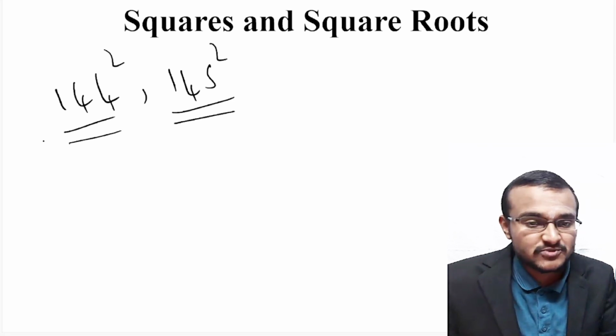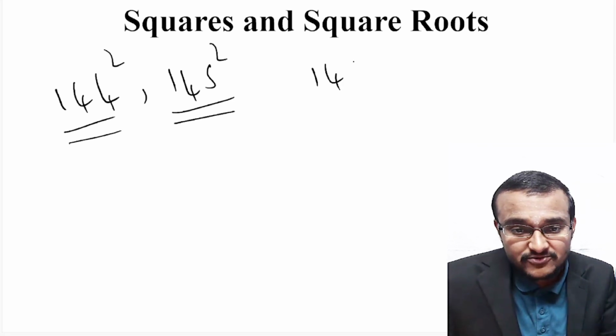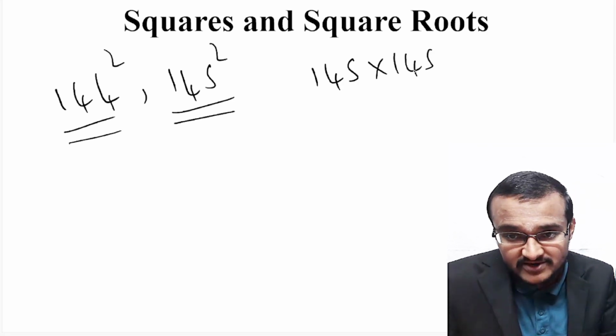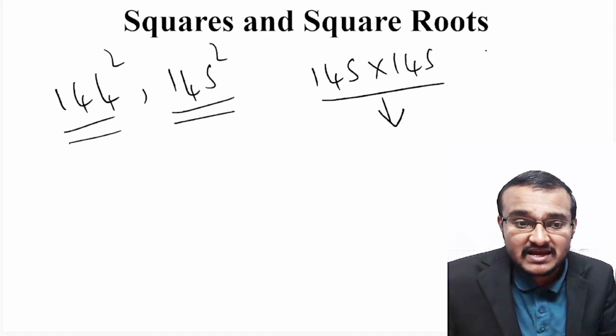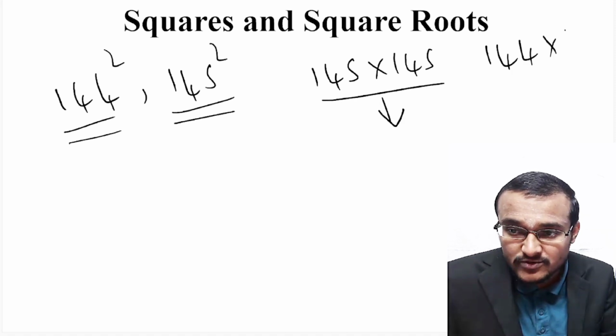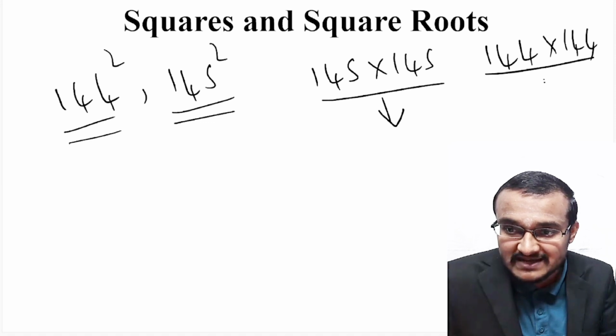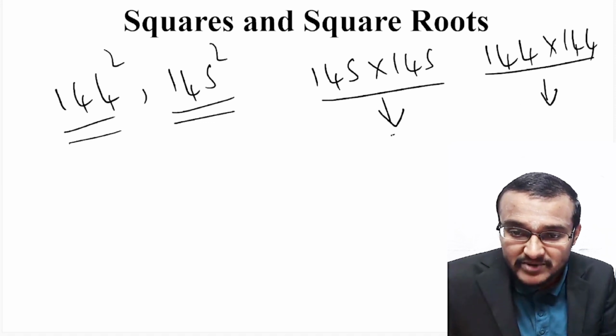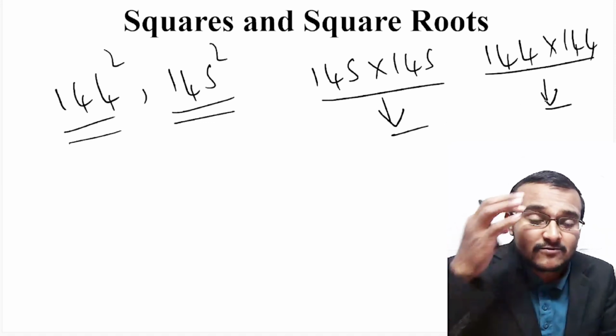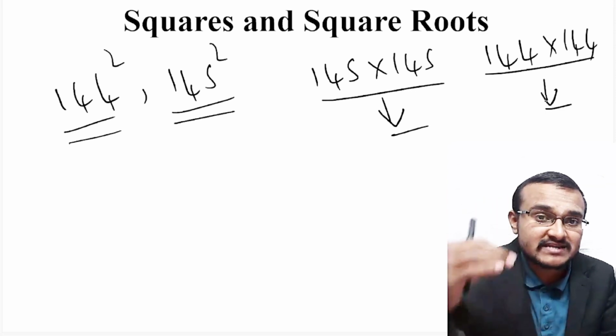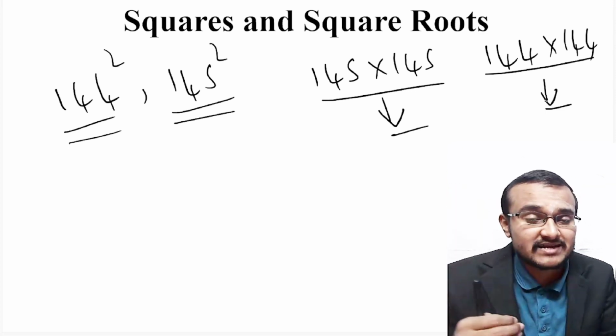But it is a tedious process, because you should do 145 into 145 and find the answer, and do 144 into 144 and find the answer. Then you should subtract these two, and whatever result you get, you should subtract that by 1, and later you will get the answer.